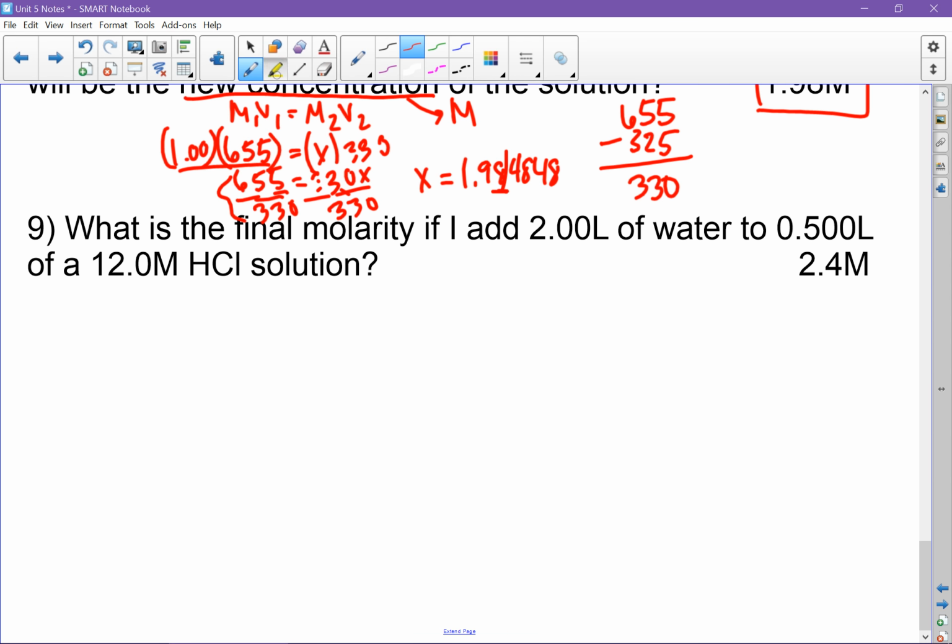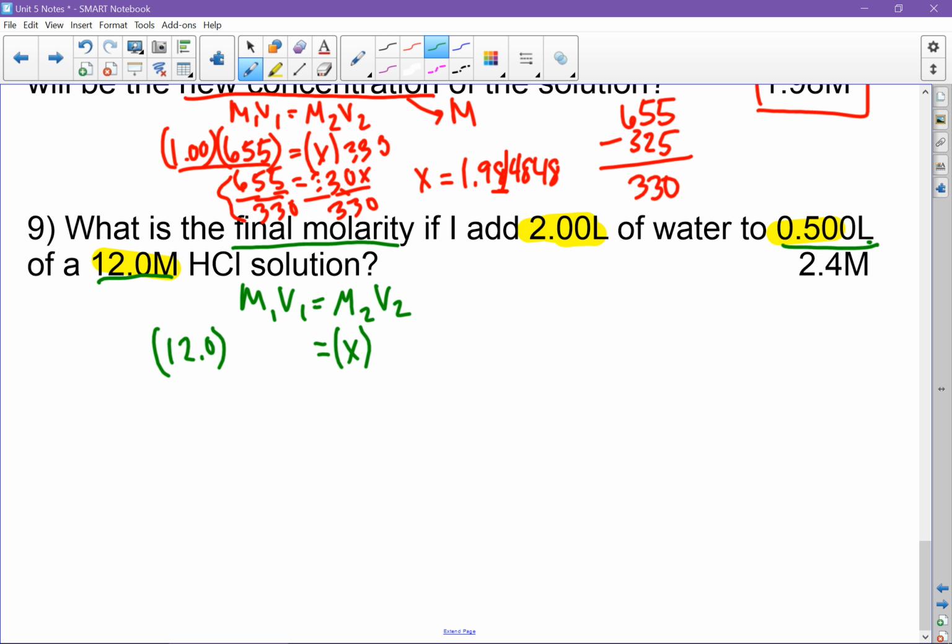Alright, if you need a little bit of help with number 9, let's highlight all of our numbers. Write our formula, M1V1 = M2V2. So I'm looking for final molarity. That means M2, the second one. Okay? So the original molarity that I had was this number because it has an M on it, 12.0. And I started with this much, 0.50 liters of that. So that goes over there.